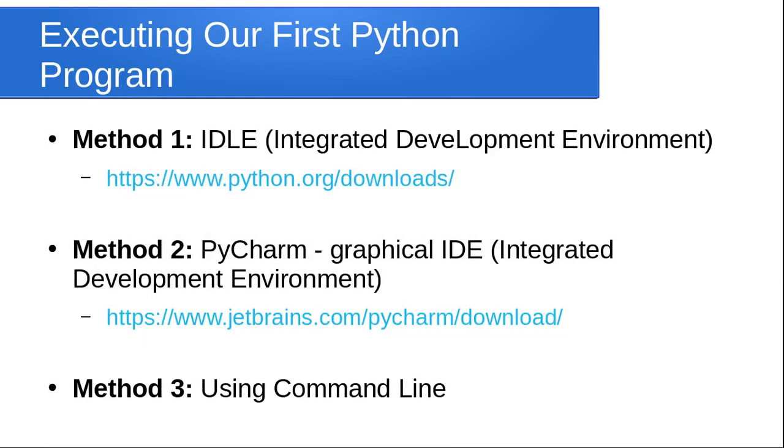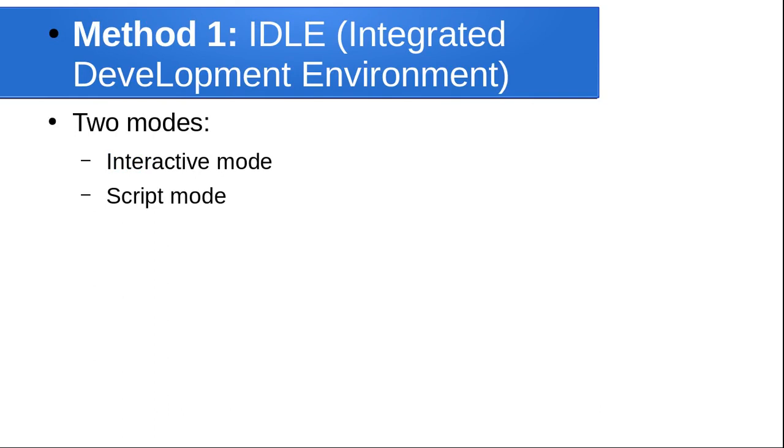So these are the three methods to execute our first Python code. Method 1 is simple IDLE, method 2 is the advanced IDE, that is PyCharm, and third one is using the command line. The Python IDLE has two modes, one is interactive mode, the other one is script mode.